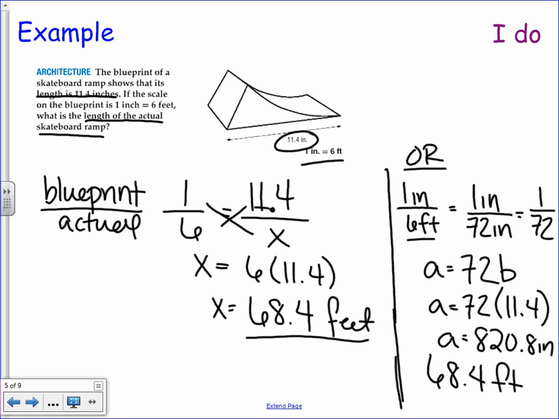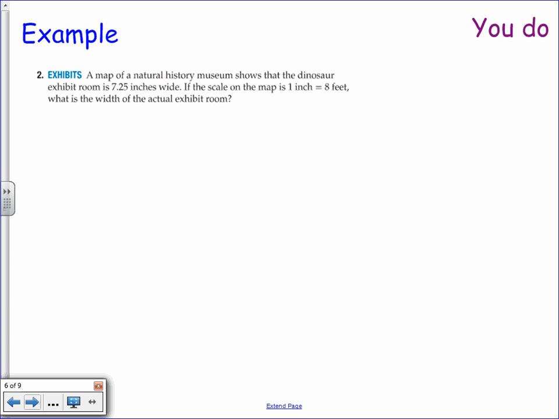I actually prefer the proportion way, this way here, but you are welcome to use the equation if you prefer that way. All right, go ahead and try this one and replay me when you're ready for the answer.